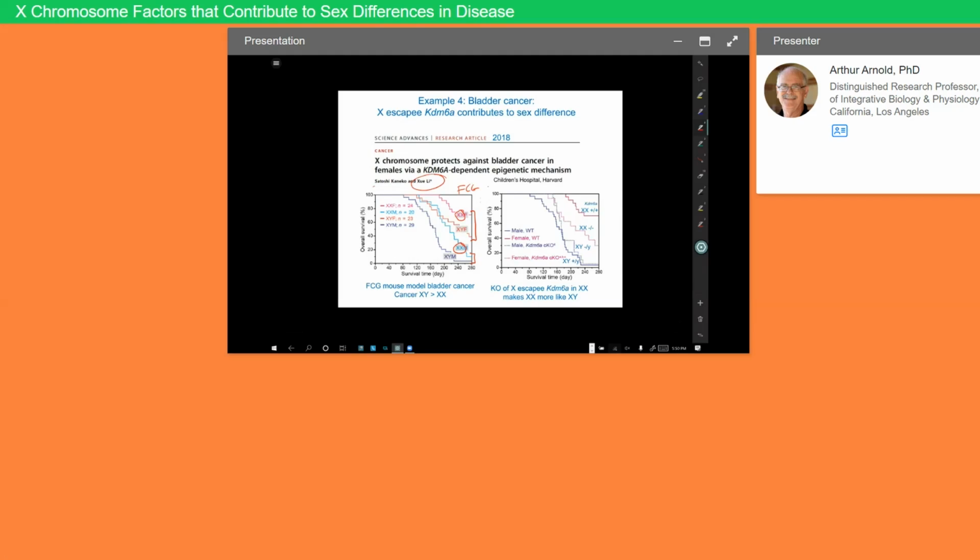showing a sex chromosome effect. And when they knock down KDM6A, so here's an XX animal that has normal levels of KDM6A and is wild type. If they eliminated KDM6A, which is normally higher in XX than XY, then the animals did not live as long, showing that the KDM6A was protective in this case.